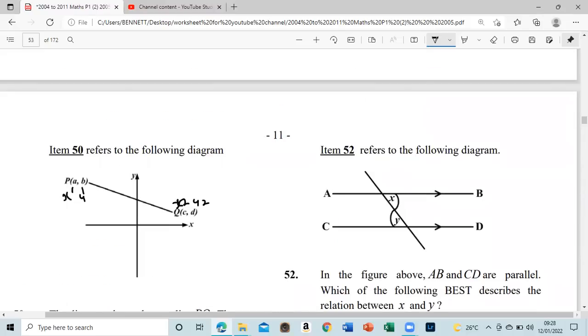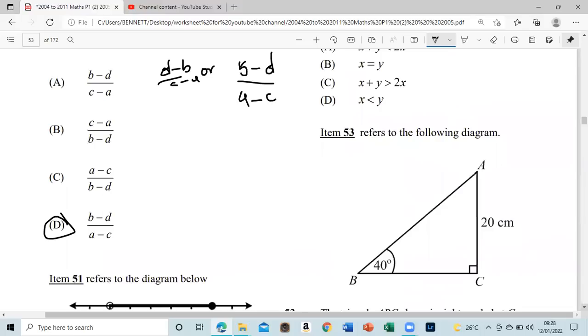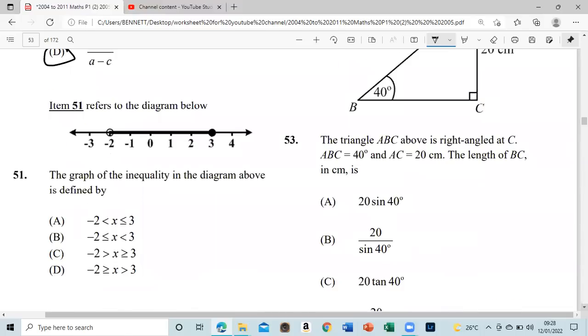Right, let's move on to 51. The graph below, the graph of the inequality in the diagram above, is defined by. You see this? This indicates that it's equal, so we're looking for an equal. Less than or equal to 3. So this is definitely this, and the one that is open is less than. So yeah, it's A.